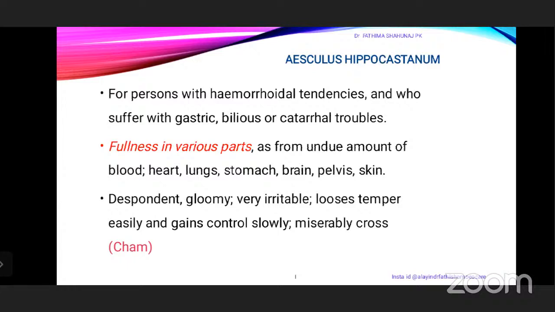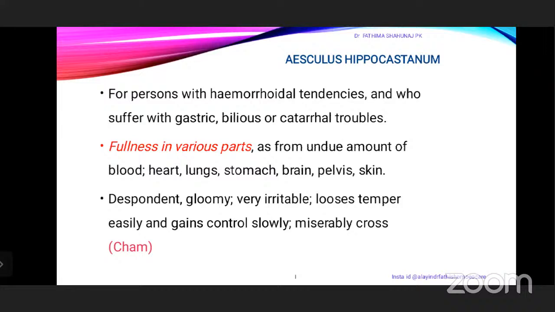This is for whom it belongs to. First, we can see that it is for a person with hemorrhoidal tendency and who suffers with gastric, bilious or catarrhal troubles. So these things are important. Then fullness in various parts. Here the patient will have that fullness feeling in various parts, with an undue amount of blood in the heart, lungs, stomach, brain, pelvis and skin. So in these particular areas, the patient will have fullness.